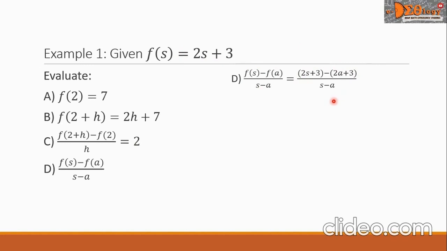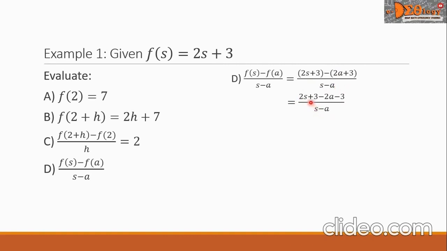Let us simplify further. Let us remove the grouping symbols respectively. In the first group, we can directly remove the grouping symbol. But for the second group, if we remove the grouping symbol, we need to change the sign of all the terms of the second group. So we have now 2s plus 3 minus 2a minus 3 all over s minus a.